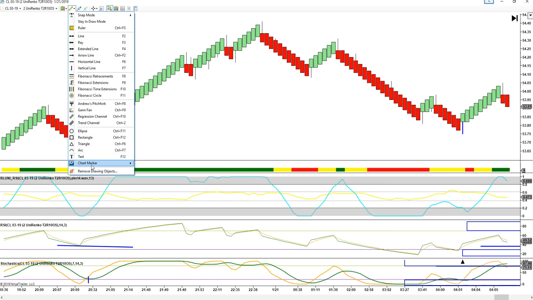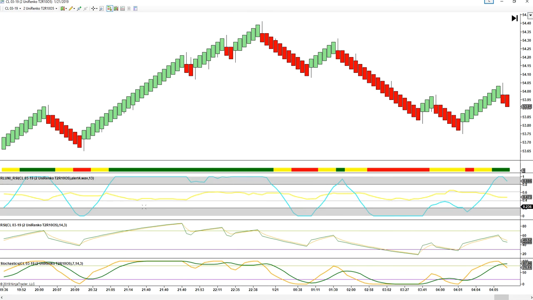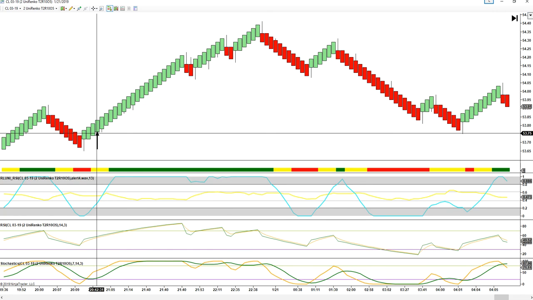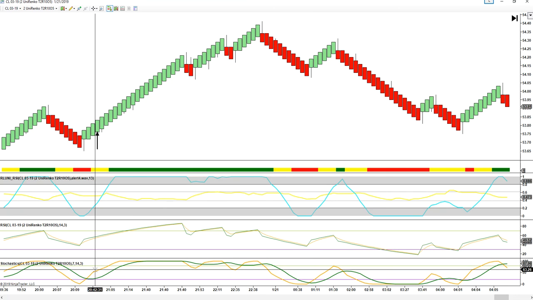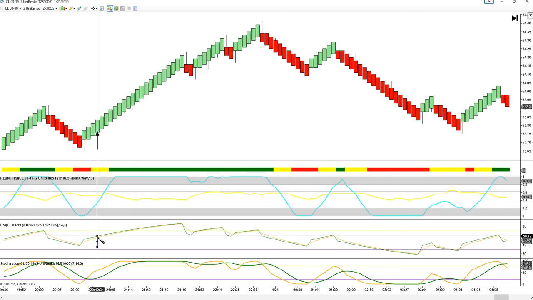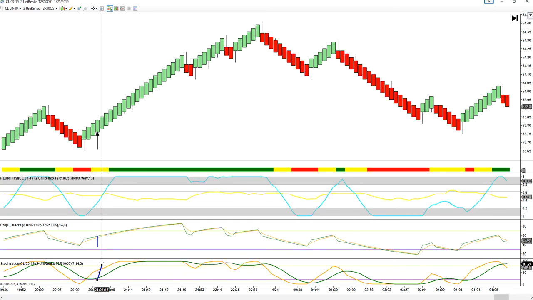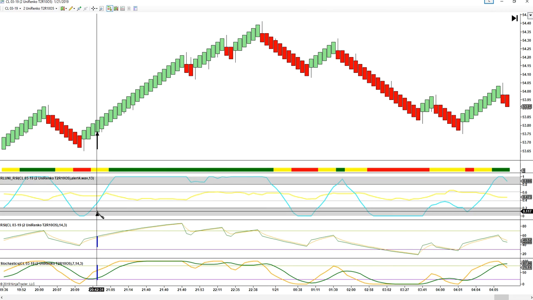Now let's remove all the drawings and take a look at the signal. Now right here, I removed the arrows just for simplicity, but you're going to get an arrow here. You go from oversold and you cross over, and you're going to get a long signal here. Now, if you look at stochastic, no signal. You look at RSI, no signal. Nothing. You look at the modified Laguerre, superlative signal.